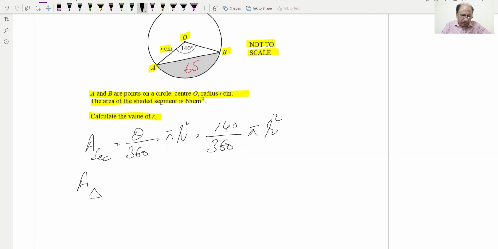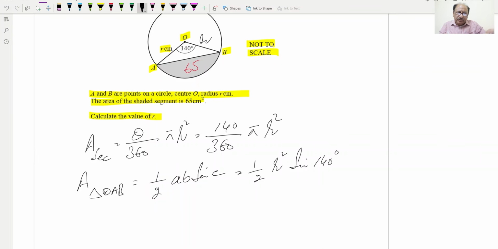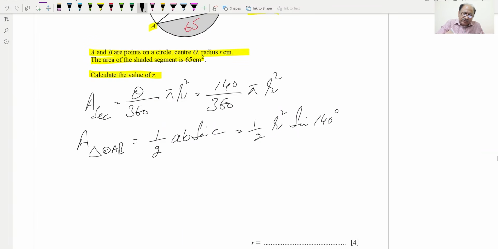So the area of the triangle OAB is half into AB sine C, which is equal to 1 by 2 into r squared, because both sides are r, sine of 140 degrees. And we can equate it like this: the area of the sector minus the triangle, by the condition of the question, so 140 over 360 pi r squared is equal to half into r squared sine of 140 plus 65.